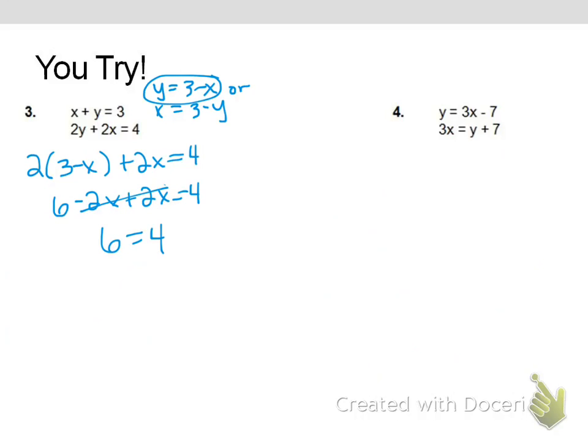So 6 equals 4. Is that a true statement? Does 6 equal 4? No. So if you ever get something that's not a true statement, what do you know about those lines? That they're parallel. They have no solution. Turns out that they are parallel lines.